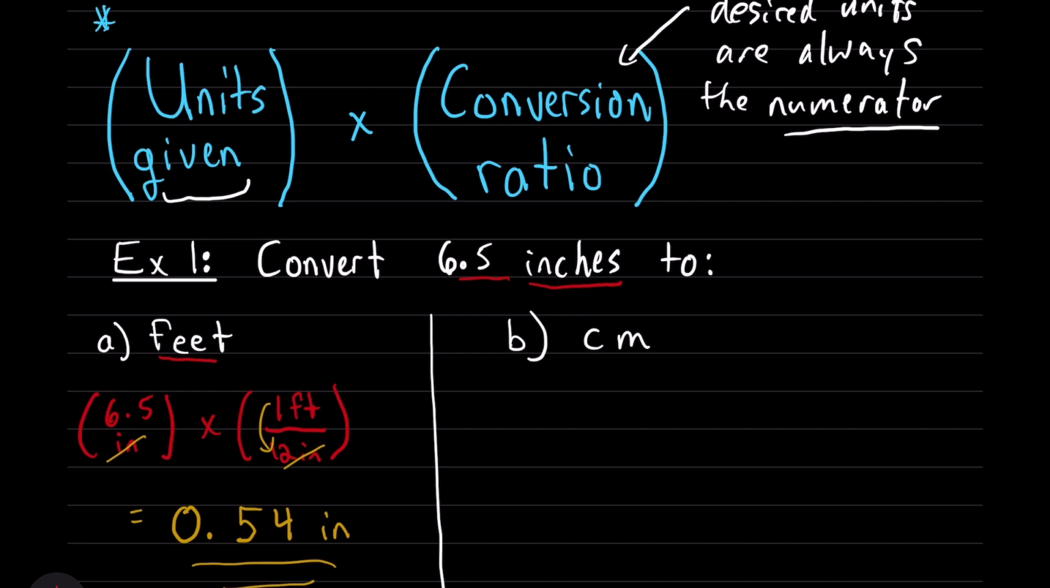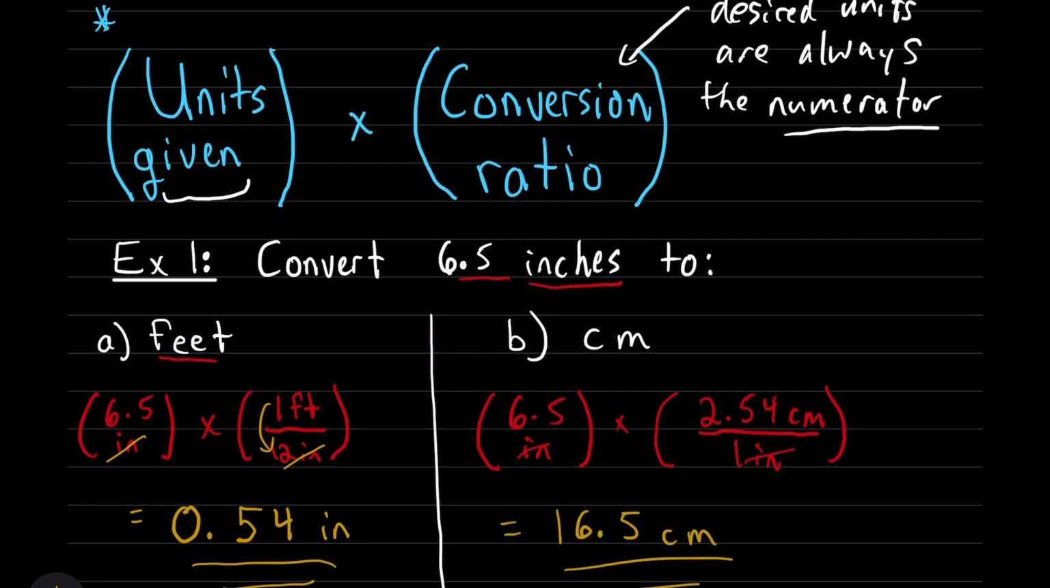Now we're going to repeat this process for the conversion to centimeters, where again, the given is 6.5 inches. And then we're going to multiply it by the ratio of centimeters to inches. Now, according to our charts of conversions, there are 2.54 centimeters per 1 inch. So this is the conversion ratio. These would cancel out. And then, of course, plug it into your calculator, you would get the following: 16.5 centimeters in about 6.5 inches.